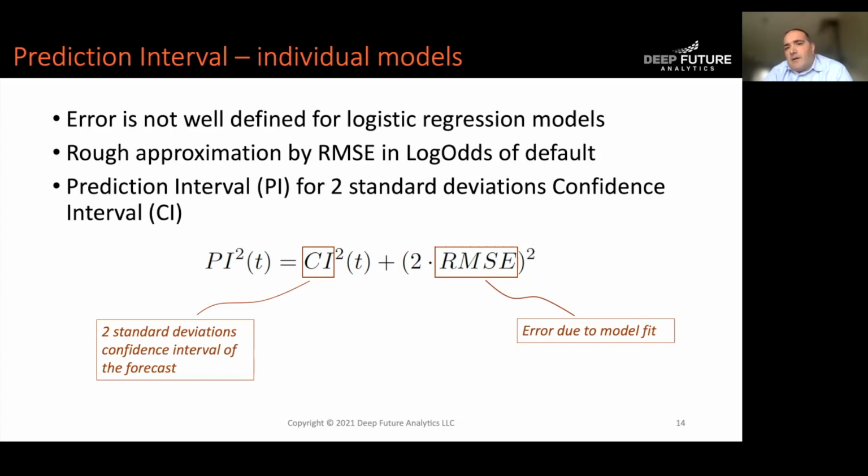So for the most part of this study, we work in the log odds space because the residuals there are close to normally distributed, so it's easier to get an answer there. And the prediction interval in log odds space is going to be composed of confidence interval and mean squared error. Right, so we approximate the mean squared error by the mean squared error in the log odds space. And for this study, we work with 2 standard deviations for the confidence interval and the prediction interval.